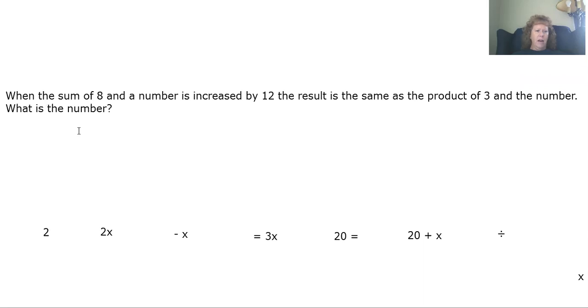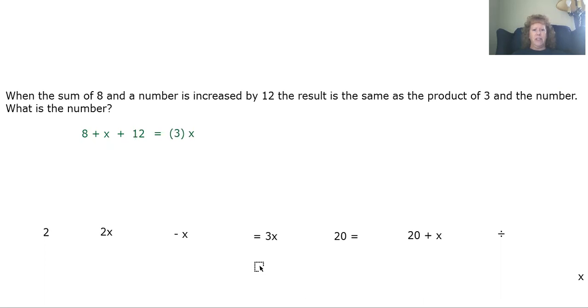When the sum of 8 and a number, the sum means add, 8 plus a number, is increased, that means add, increased by 12, the result, that's equal, is the same as the product, so that's multiply, 3 and a number. Let me move this closer together here. So now I have my problem written out.